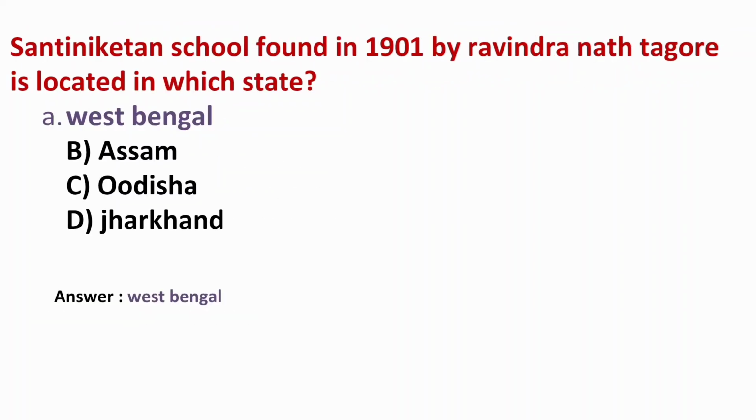Santiniketan School, founded in 1901 by Rabindranath Tagore, is located in which state? A. West Bengal. B. Assam. C. Odisha. D. Jharkhand. Answer: West Bengal.